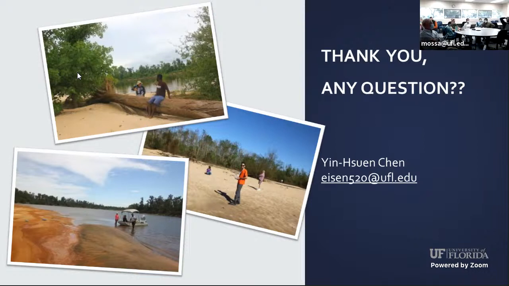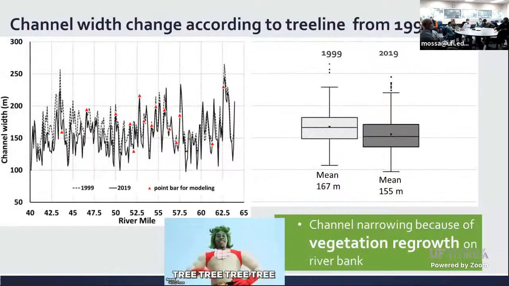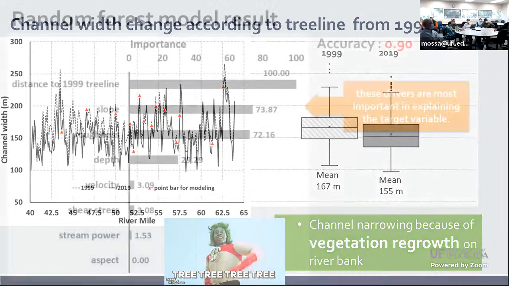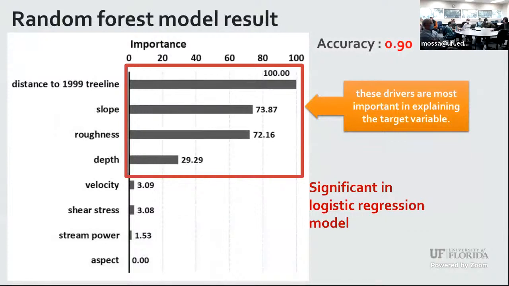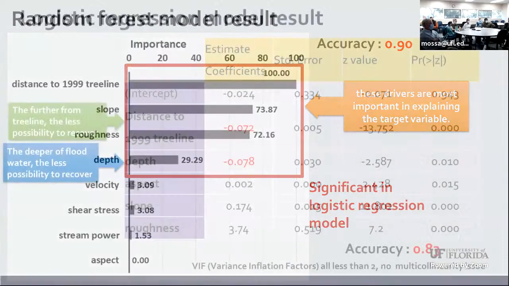Johanna? One technical point, I don't know, going out on a limb here. When you're comparing your random forest model to the logistic, your logistic model didn't have a lot of those other insignificant variables in it. Sometimes when you keep insignificant variables in a model, they pick up a couple extra percentage points of accuracy, even though they're not necessarily predicting the drivers. So were velocity, shear stress, stream power, and aspect kept in your logistic model, or were they tossed out because they were insignificant?